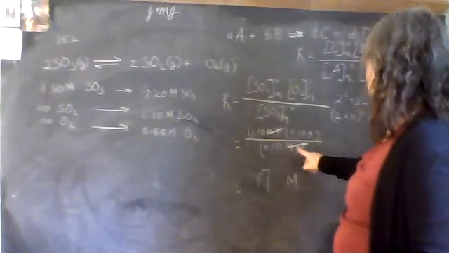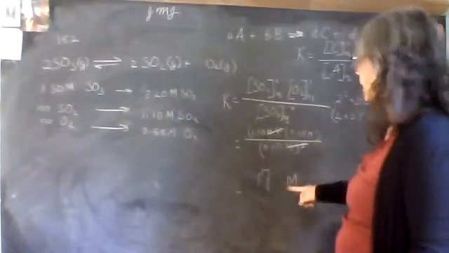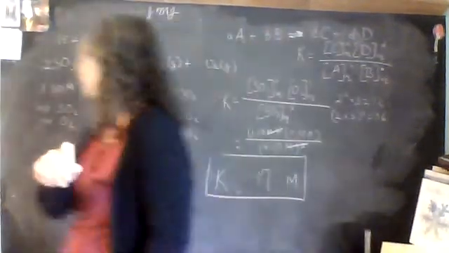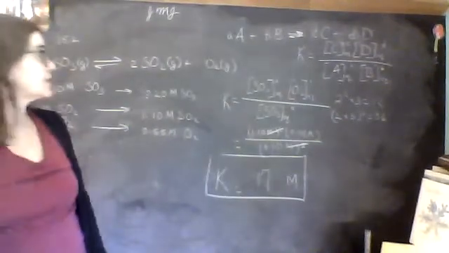And what are our correct units? Molarity squared is canceled by molarity squared. We end up with molarity. So it's 17 molarity for that. 15.2. The end of the video.